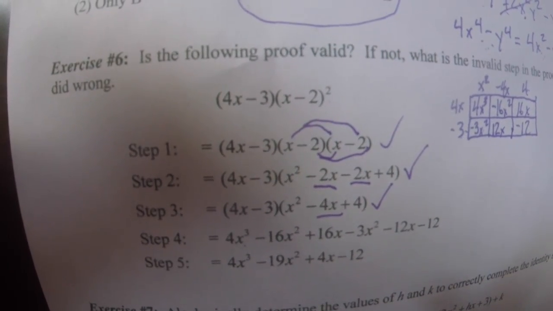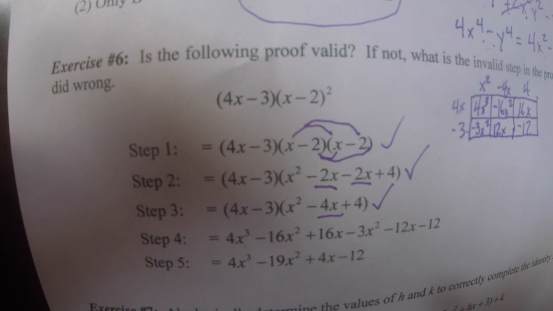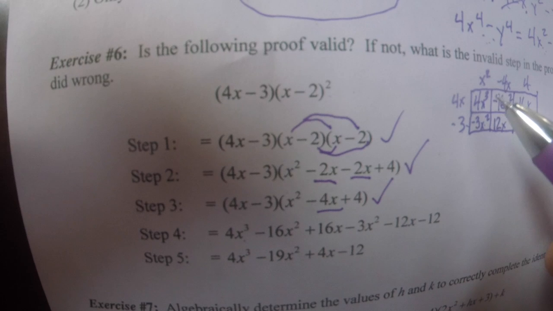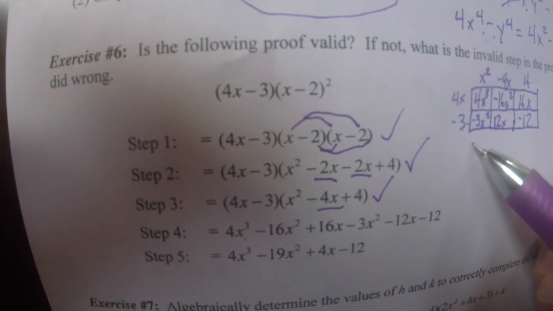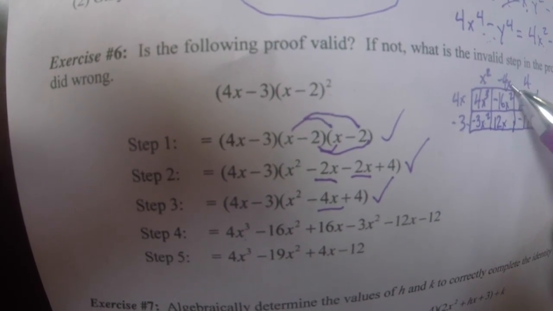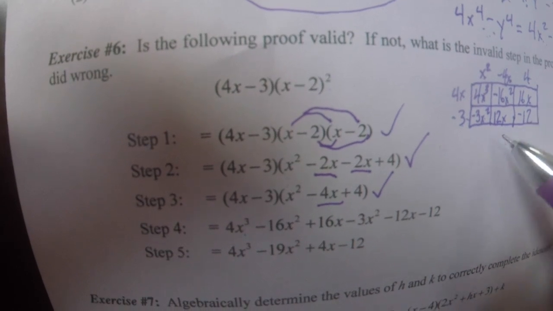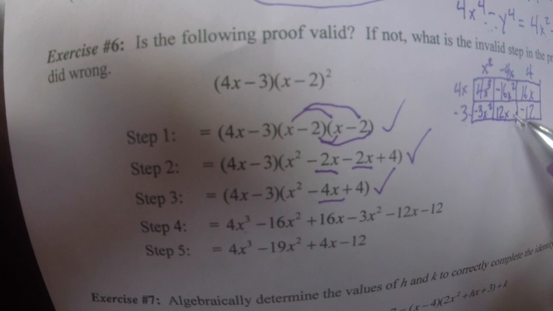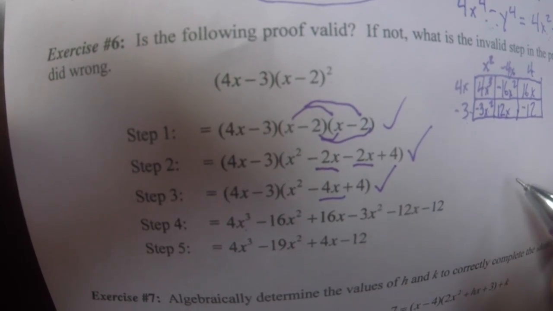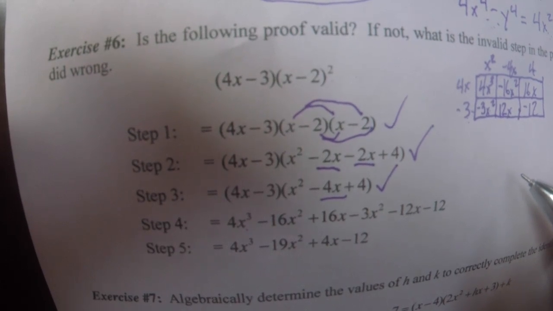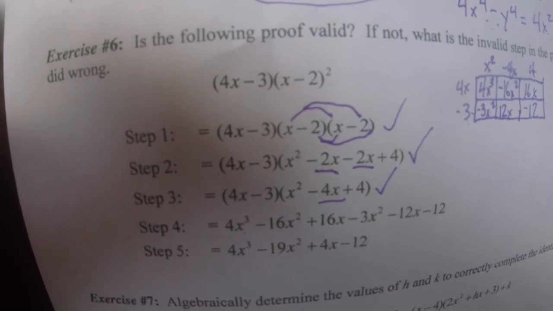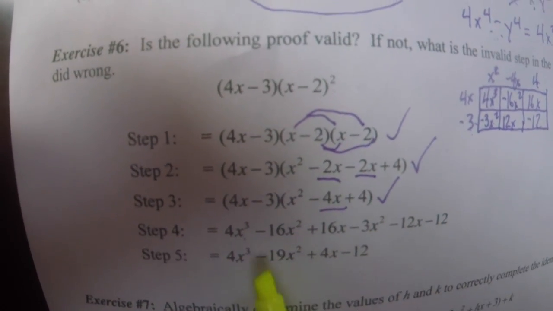See if you could find where I went wrong. What happened here? 4x times negative 3, x squared minus 4x plus 4, or negative 16x squared. That should be 12x, I agree with that. I think I did this right. Let's see. All right, let's match up to see.